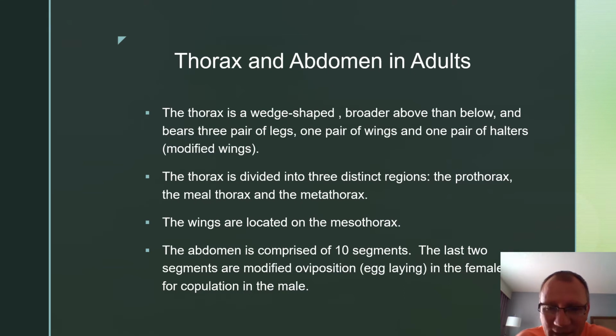The abdomen is comprised of 10 segments. The last 2 segments are modified oviposition, egg-laying areas in the female, and the last 2 segments in the male are for copulation with the female.